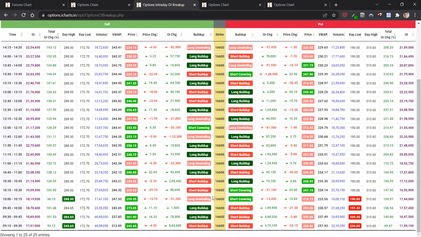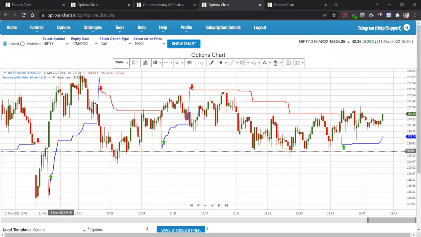Now this over here is long buildup at 9:45. So after 9:45, that is over here, I'm ready to take a long position. You can take a long position here after 9:45 with the stop from here. From here to here is your risk, and your stop loss would be somewhere below this. If this risk is okay, then you can go long here.